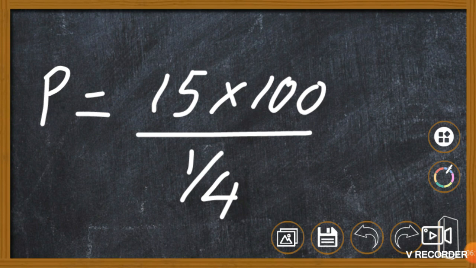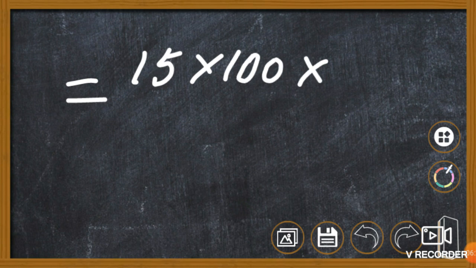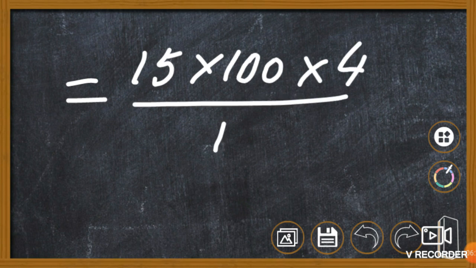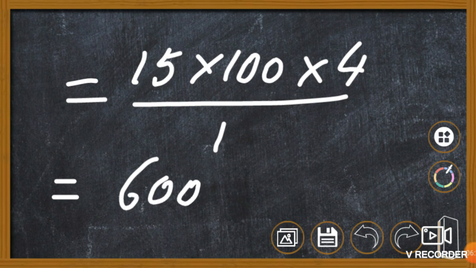Let us rewrite in a proper manner. This is equal to 15 into 100. 1 by 4 can be written as 4 by 1. Hence, the product of 15 into 100 into 4 will be equal to rupees 6,000. So, 6,000 is the sum which is invested at simple interest as well as compound interest. Now, we have to find the interest which Kamal has received and the interest which Anand has received.